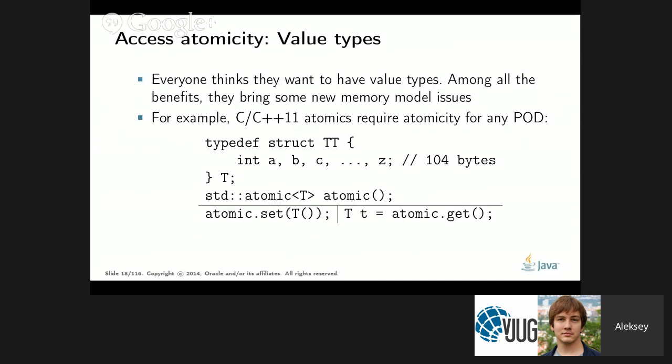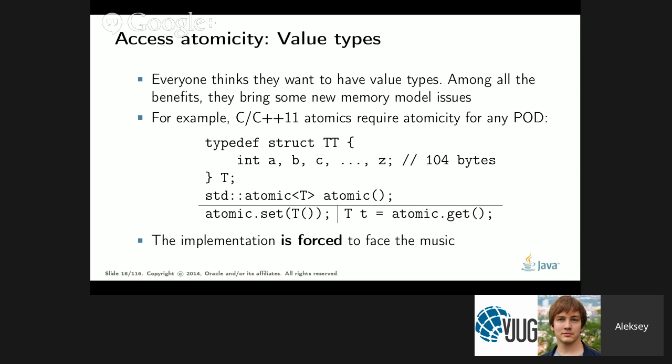Among all the beauty that you will gain, you will also have the interactions with the memory model. For example, in C and C++11, you have std::atomic, which says that reads and writes into that atomic are atomic by definition, and it's also atomic for any plain old data. So if you have a struct with all these fields, and you set the struct in one thread and read the struct in the other thread, you have to guarantee atomicity there. So how can I accomplish that?